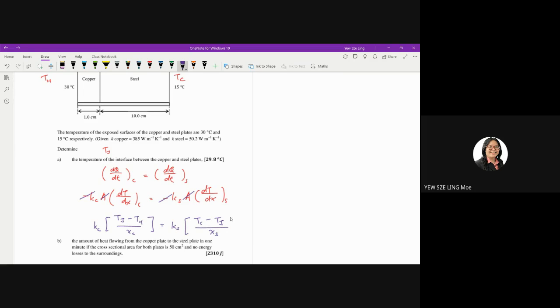X_S. Now that I have these equations, I'm almost done. I just need to substitute the values into my equations. So K_C is 385, and then T at the joint is unknown. That is the thing that you want to determine. Minus 30, divided by 0.01 meter. Make sure it's in SI units again.